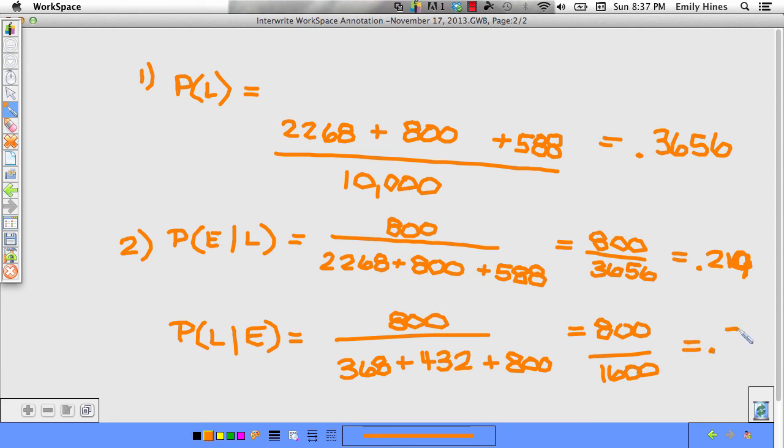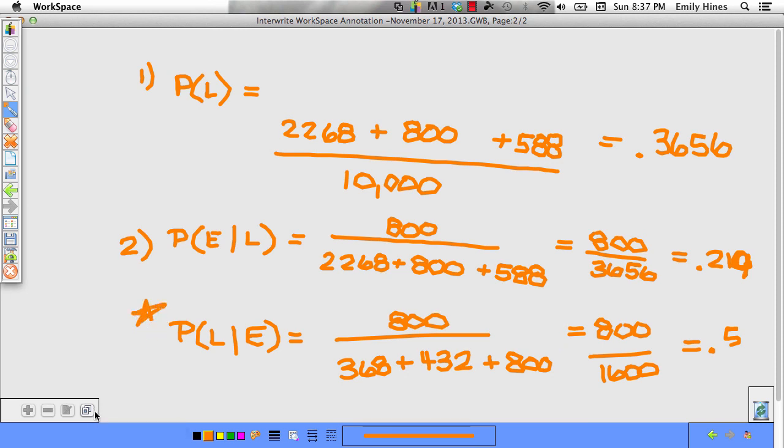which is 0.5. Which of these conditional probabilities tells you whether the college EPS students tend to earn lower grades than students in liberal arts and social sciences? That would be this one.